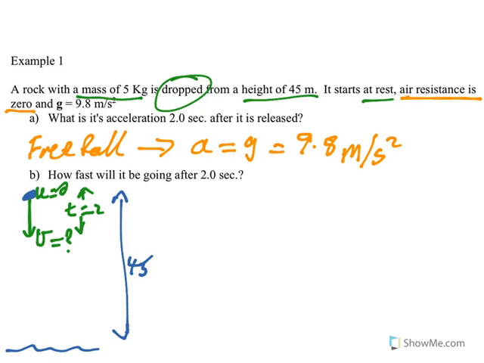All right, what do we know? Well, of course we want v. We know u is equal to 0. We know the time is 2. And we know the acceleration is 9.8.